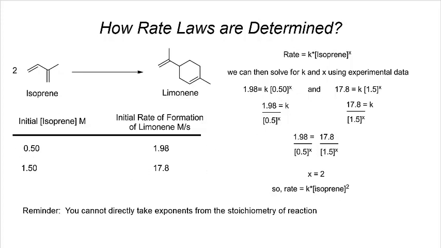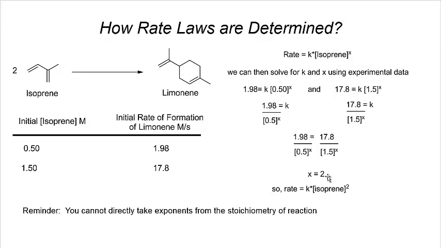Okay, and in the second row here, we have a higher rate, 17.8 molar per second, equals K, times our higher concentration, 1.5 molar, to that same exponent X. In both of these equations, K and X are the same. And so two equations, two unknowns, we can algebraically solve for these things. What I wind up doing is pulling the K to one side and everything else to the other side for both of these equations. Because K is equal in both equations, we can then set them equal to each other. And then with a little bit of algebraic rearrangement, we can solve for the fact that X equals 2.